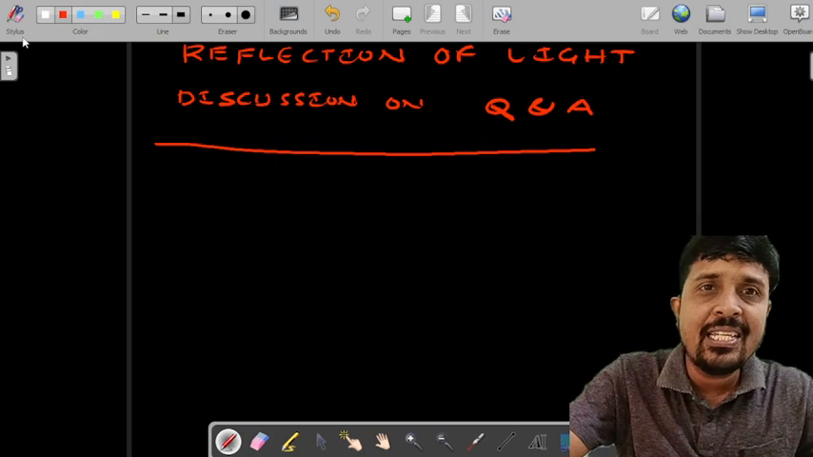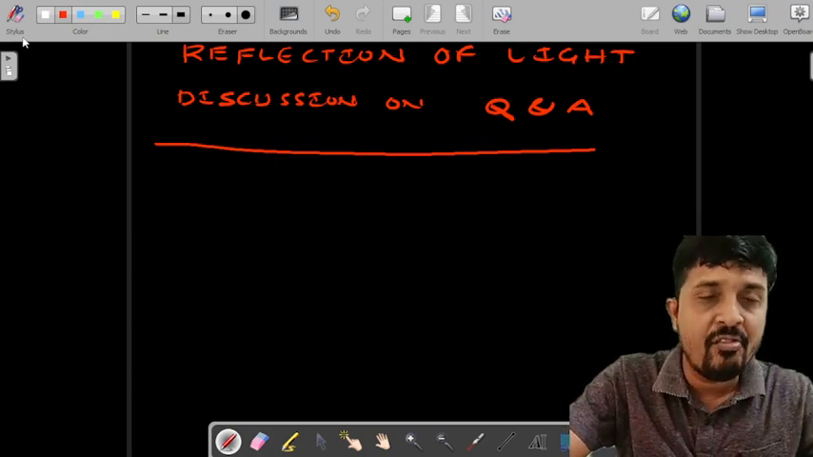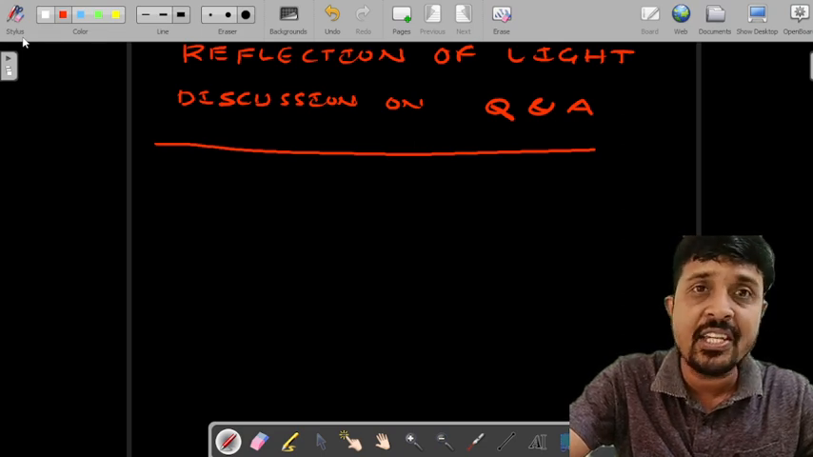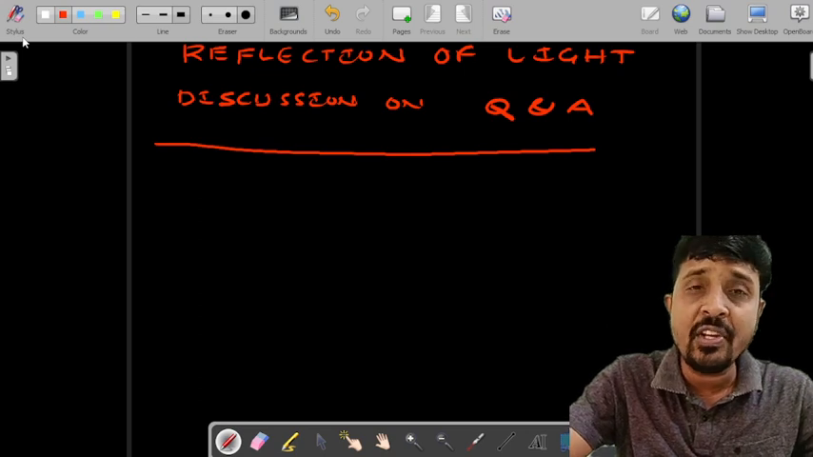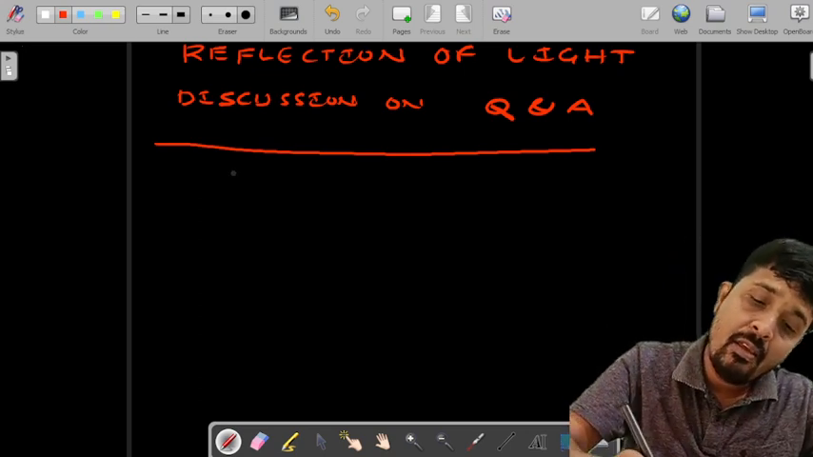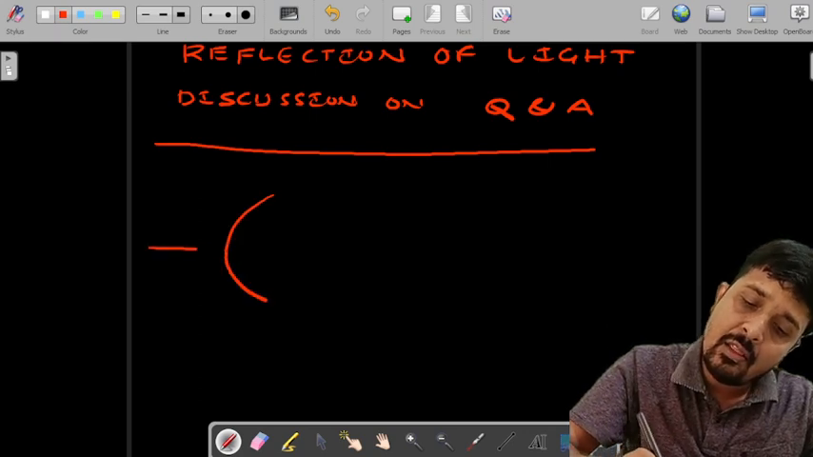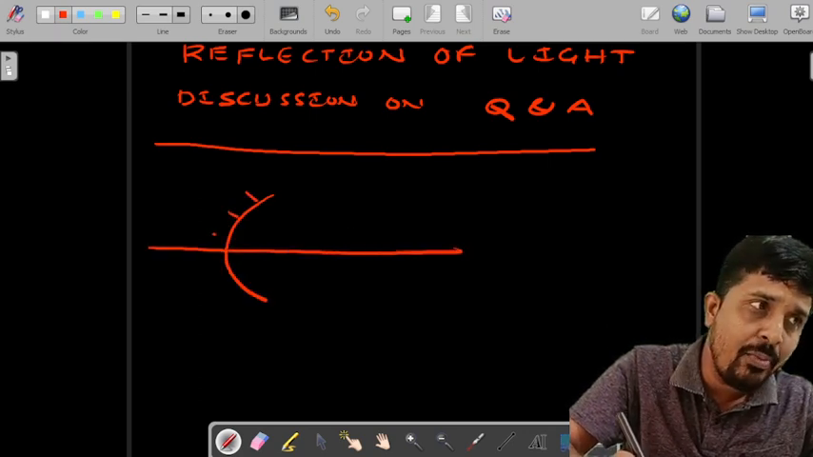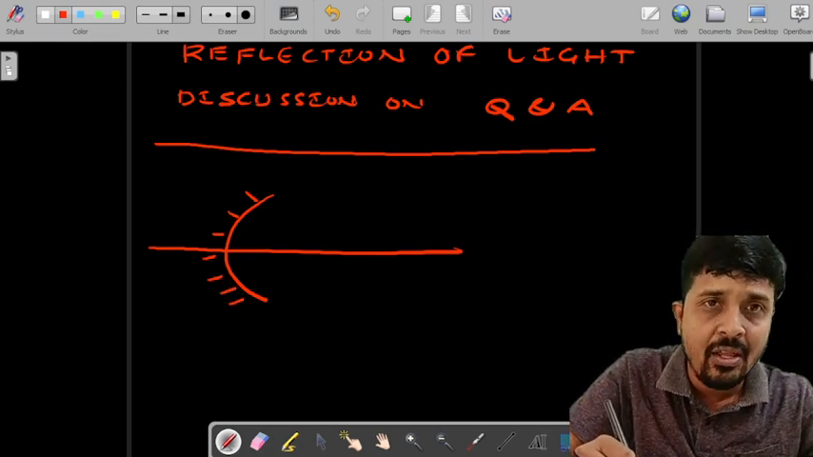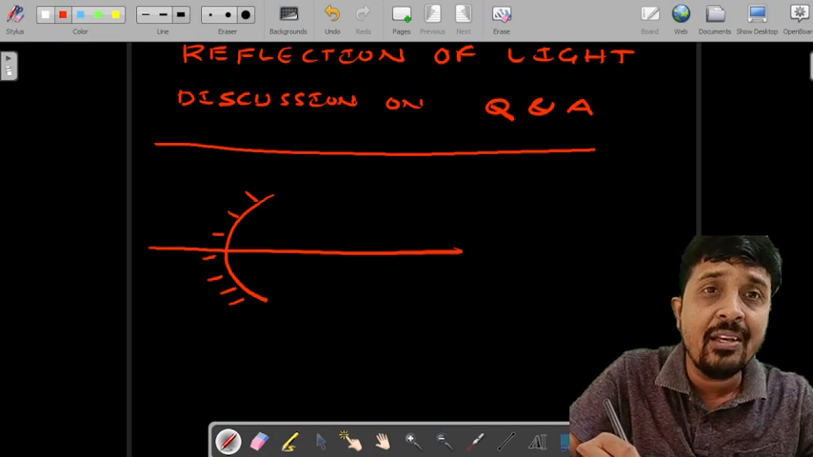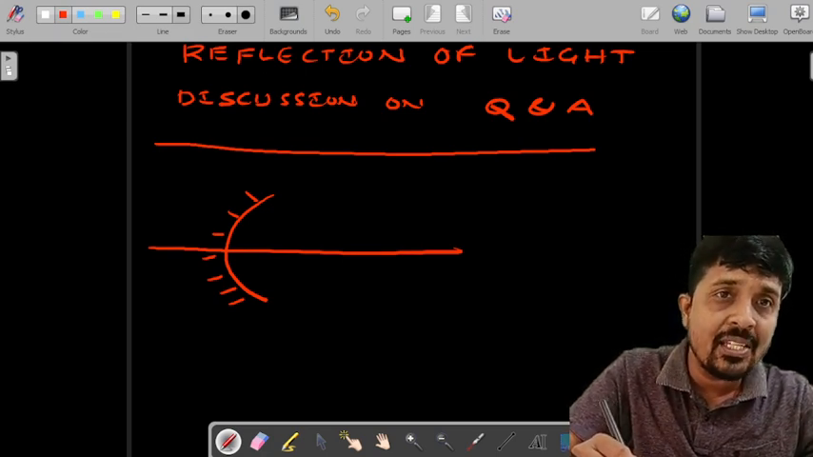So the first question is, why is the real image always inverted? Let me tell you which mirror can form a real image. Only one mirror, that is this concave mirror, is going to form the real image. You all know this is a concave mirror and this mirror can form the real image. And why is it going to form the real image?